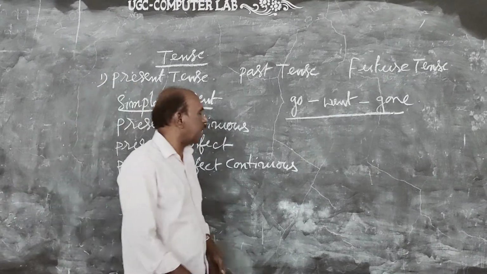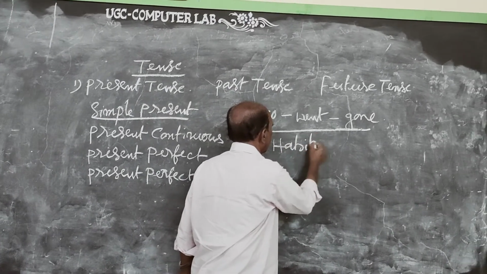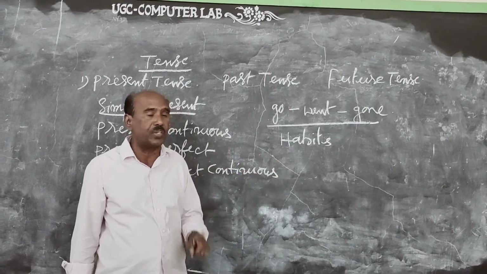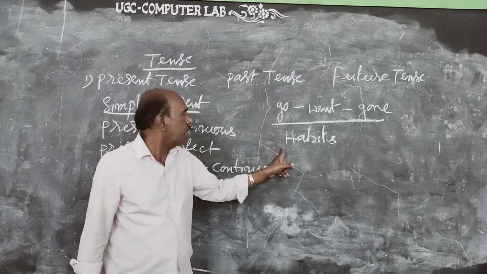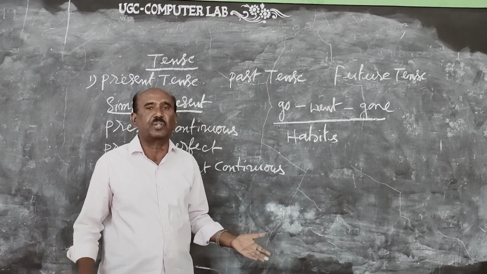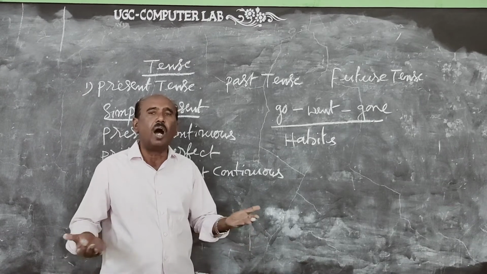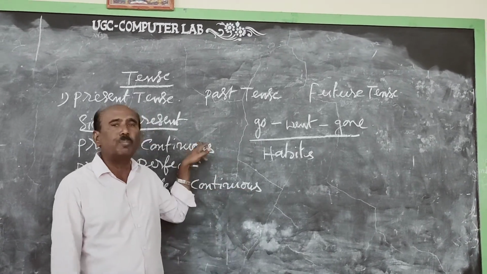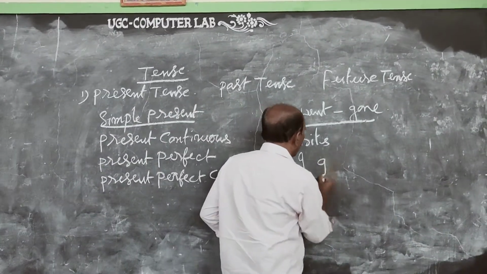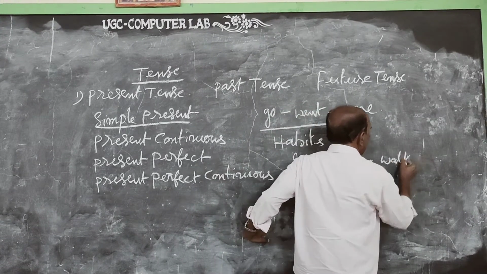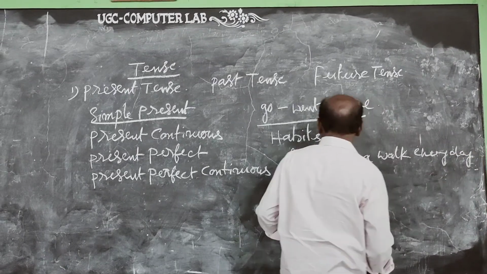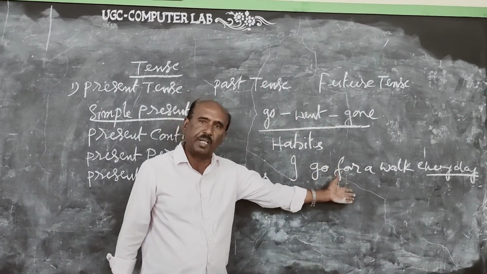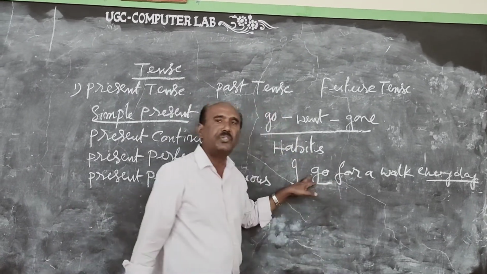Number one, remember, when you talk about habits, the tense should be simple present. It means the verb should be in present tense. Habits are daily practices. The work which we do every day, often, always, regularly, usually, generally, they all come under simple present. For example, I go for a walk every day. So it is a habit. It is a daily practice. The verb should be in present tense only.